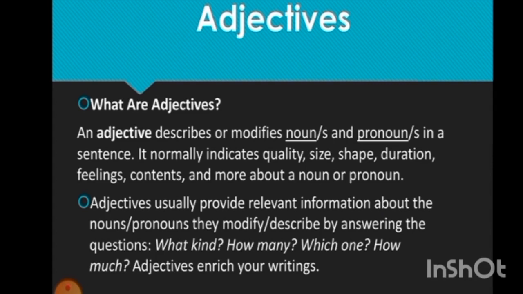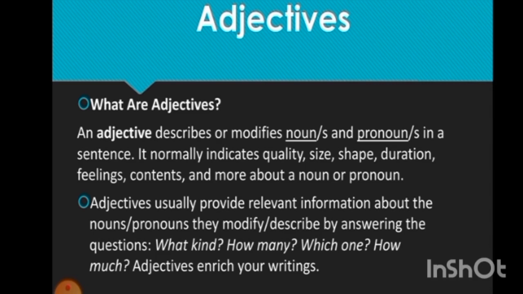An adjective describes or modifies a noun or pronoun in a sentence. It normally indicates quality, shape, duration, size, feeling, contents, and more about a noun or pronoun. Adjectives usually provide relevant information about the noun or pronoun. They modify and describe by answering the questions: what kind, how many, how much, which one.